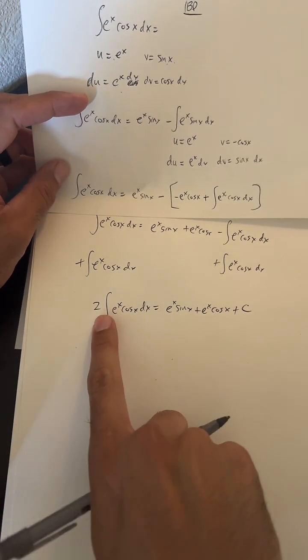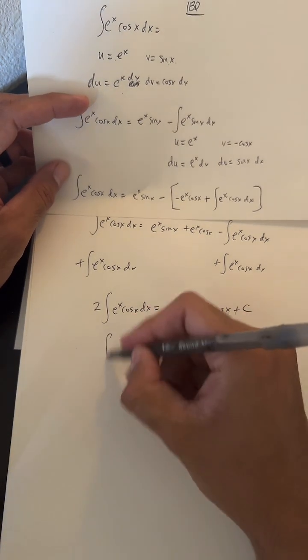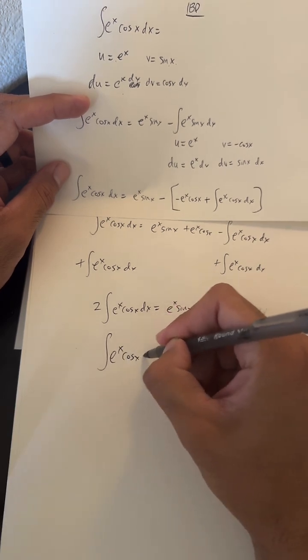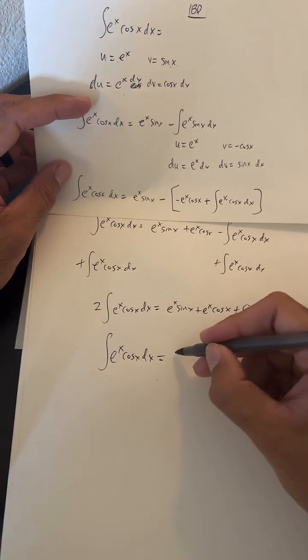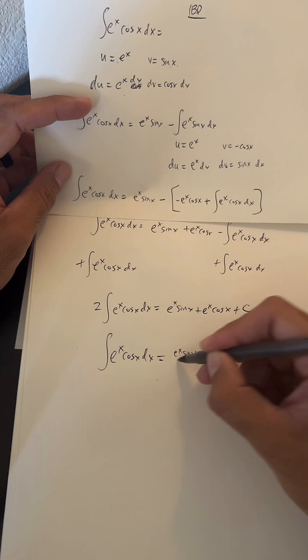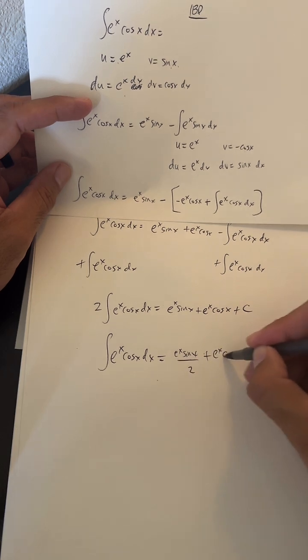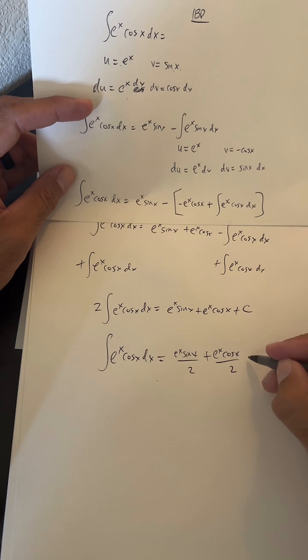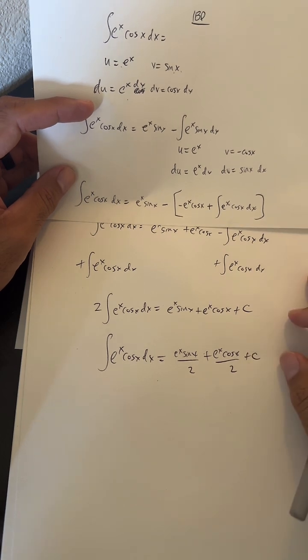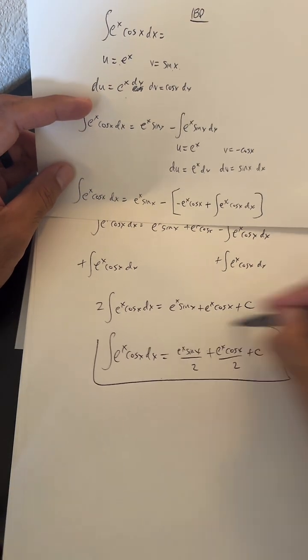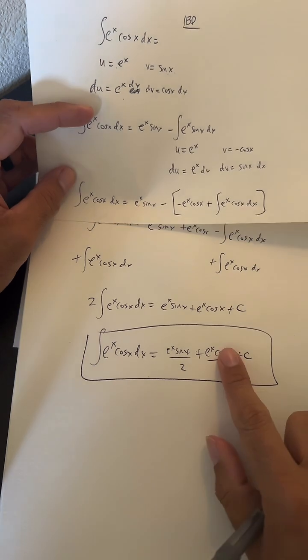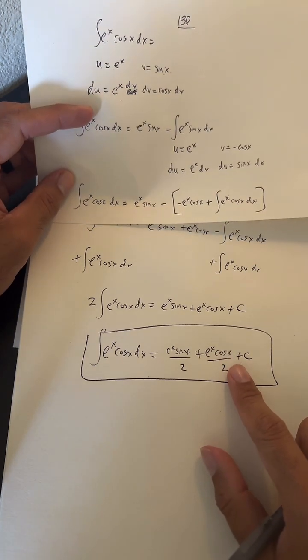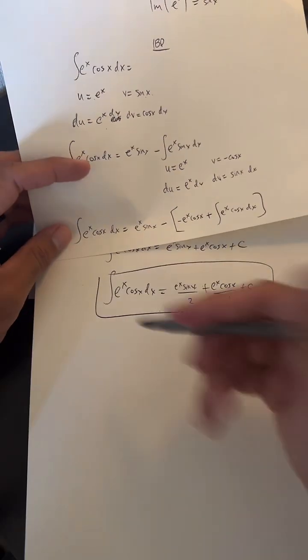And now, one last time, let's go ahead and divide the 2 to the other side. So we have the integral that we were looking for equals e to the x sine of x over 2 plus e to the x cosine of x over 2. And then when you divide your C by 2, that's just still going to be a constant. That's our integral right there. That's integration by parts, okay? But let's go ahead and talk about the real party here.